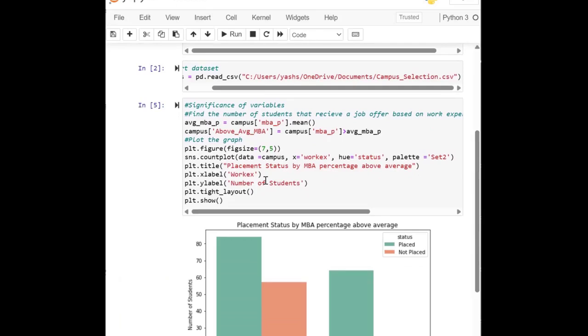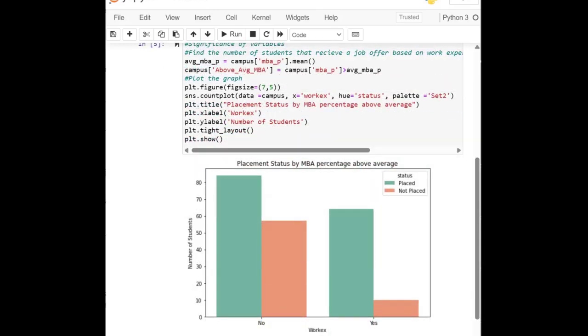We are trying to find the number of students that receive a job offer based on work experience and MBA score above average. 60% of the applicants receive a job offer without any work experience. 87% of applicants receive a job offer with work experience.